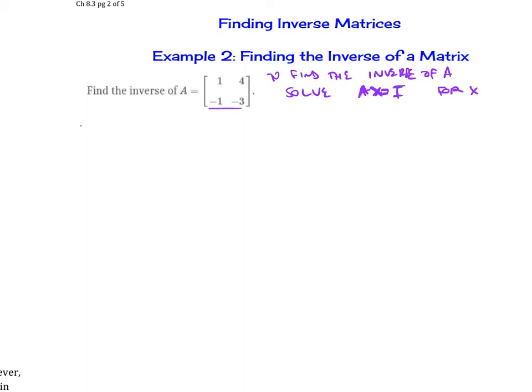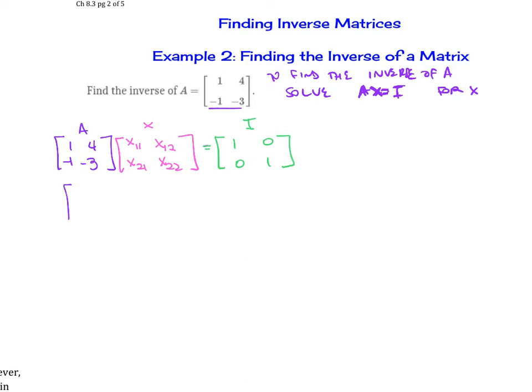So A, we know this is A. A is 1, 4, -1, -3. And then X is going to be this. X is X11, so that's the first row, first column, remember that. X12, X21, and X22. And so that is going to equal the identity 1, 0, 0, 1. Okay, so this is the identity, so AX equals I. So this is the matrix equation, and then if we write this, let's multiply.